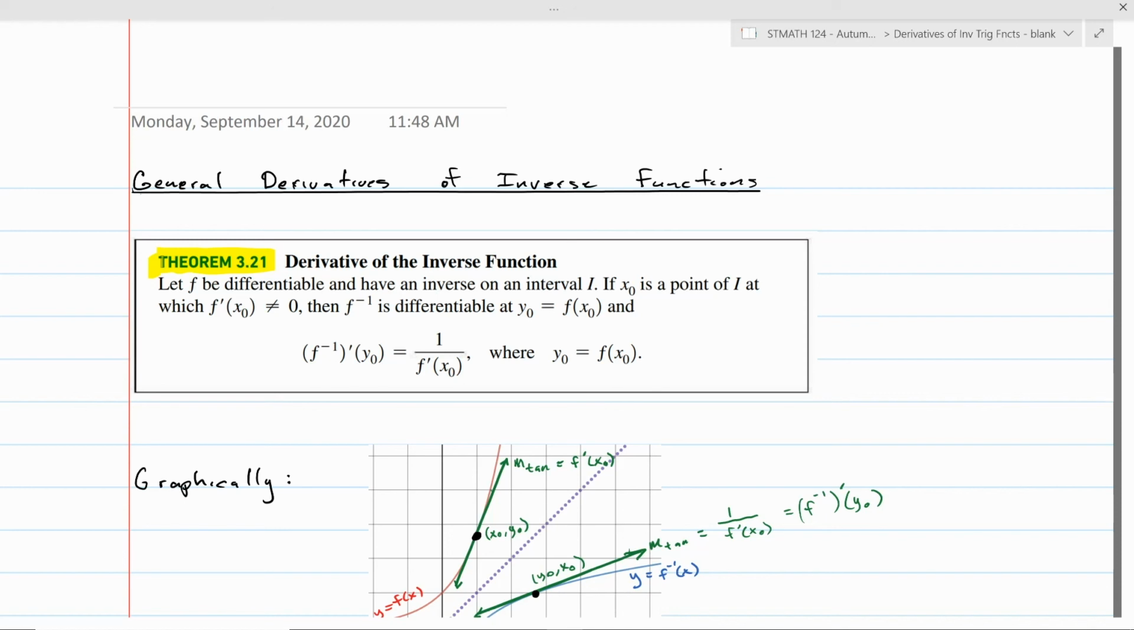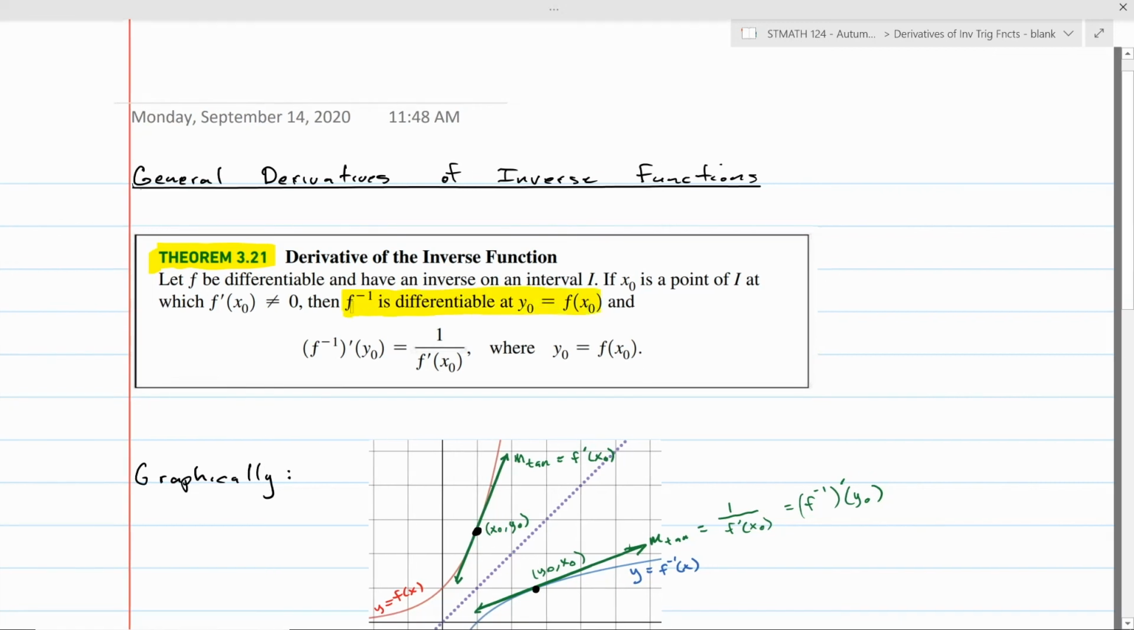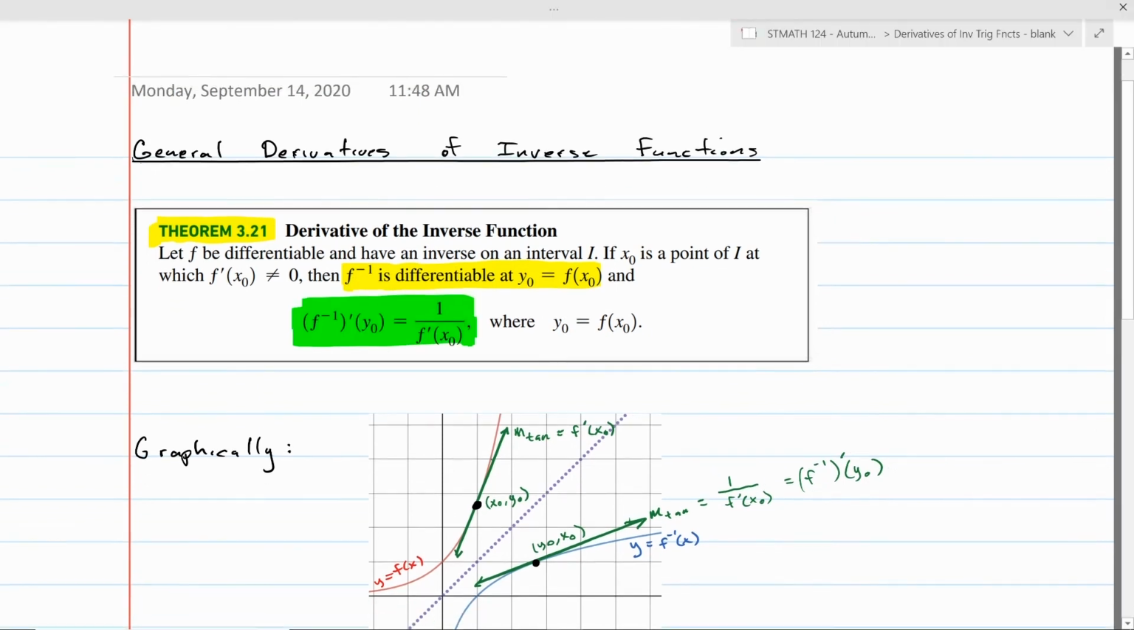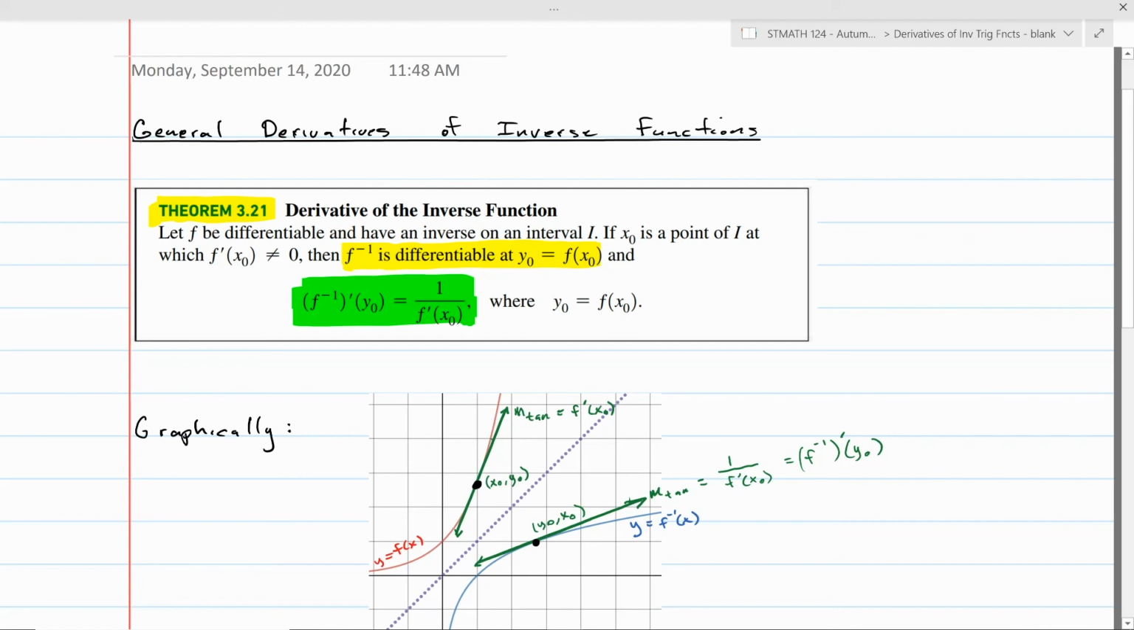Of course, there are some hypotheses: your original function f has to be differentiable, and it has to have an inverse on some interval I. And then this x naught here is just some point in that interval where the derivative of the original function is not equal to 0. If all that happens, then the inverse is going to be differentiable at y naught equals f of x naught, and then you have this formula right here for what the derivative would be. The derivative of the inverse at y naught is just the reciprocal of the derivative of the original function at x naught, and y naught is equal to f of x naught there.